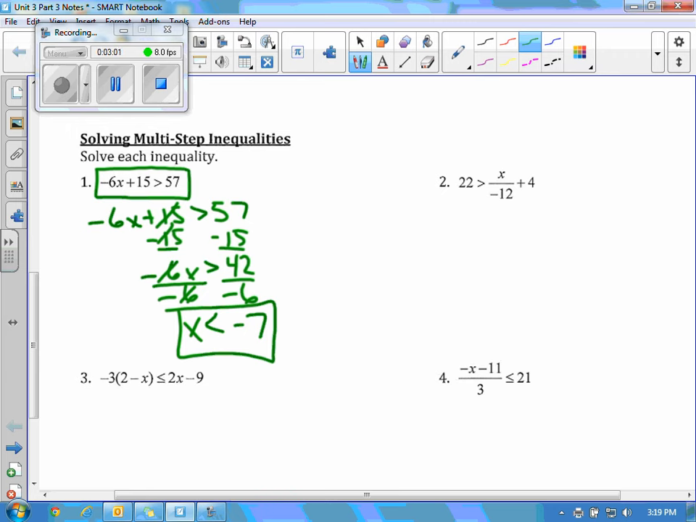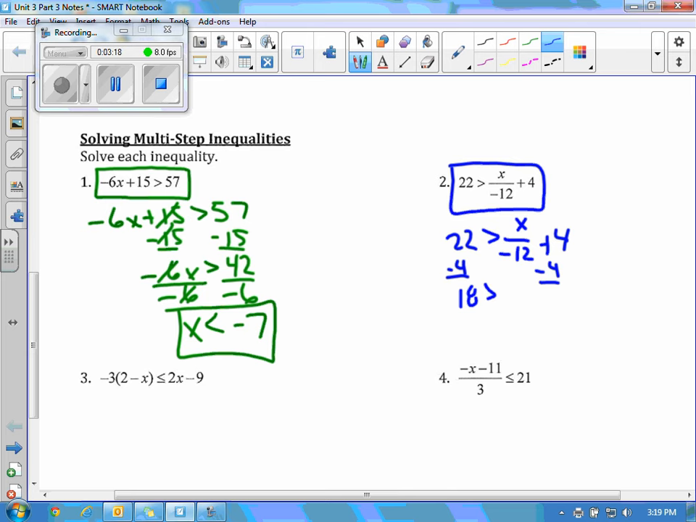If you look at number 2, again, we're going to start by boxing and rewriting. So I have 22 is greater than x divided by -12 plus 4. We have addition on the side of the variable, so I need to subtract 4 from both sides. 22 minus 4 is 18. And then I have x divided by -12, and those 4s cancel each other out. I'm dividing by -12, which means I need to multiply by -12 to clear it out.